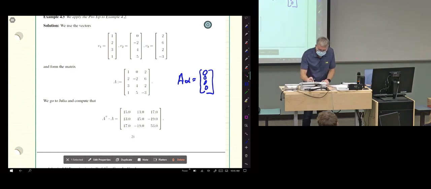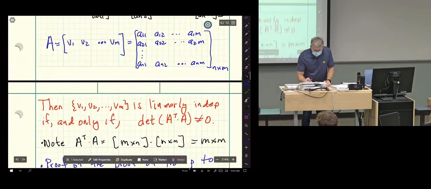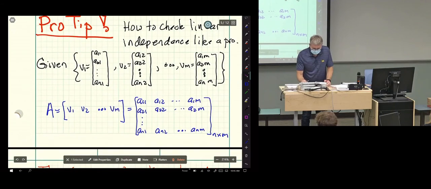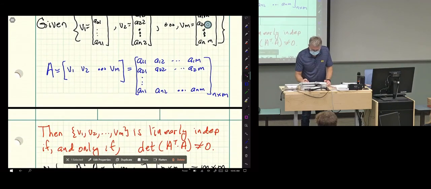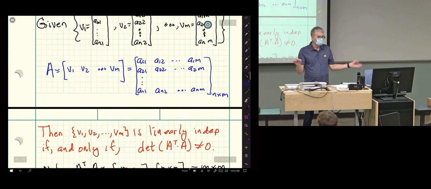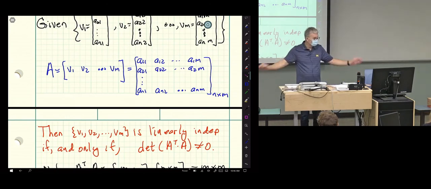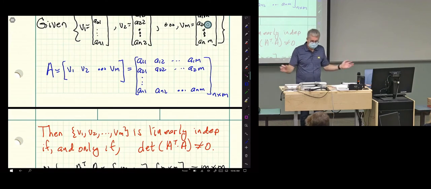But let's make sure we know how to apply the pro tip. We form up the vectors into the matrix. A transpose A, we take its determinant, and the way we do determinants is LU factorization if it's bigger than 2 by 2. Are we good with the idea there? Okay, so everybody knows how to check linear independence now and make it a trivial calculation in Julia with the tools that you have.